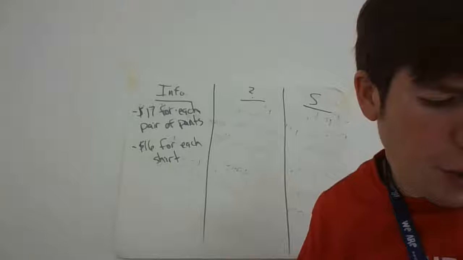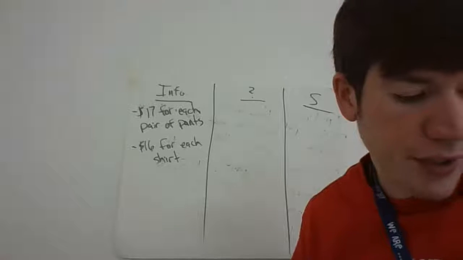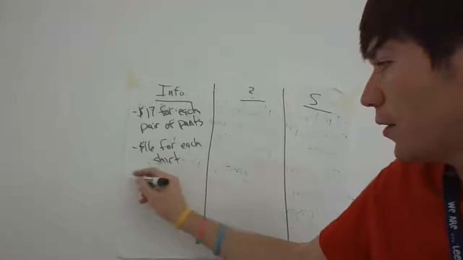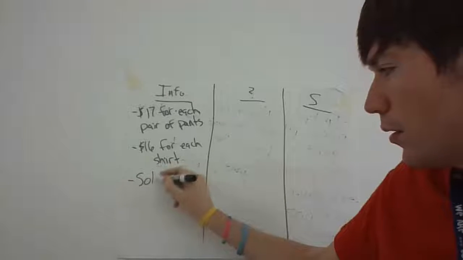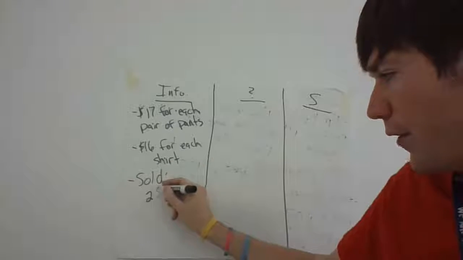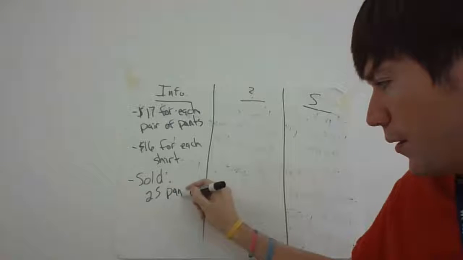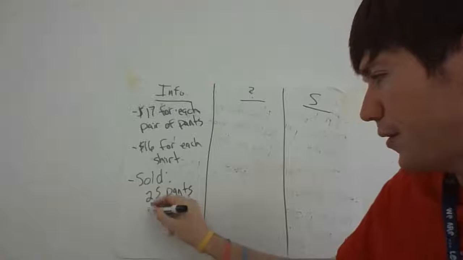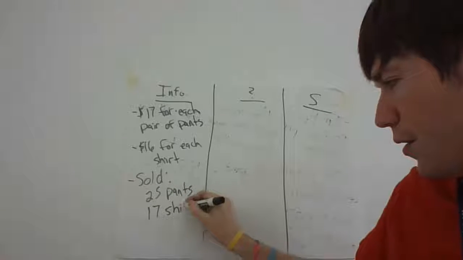On the first day she was open, she only carried cheddar cheese clothes. She sold 25 pairs of pants. So sold 25 pants and 17 shirts.